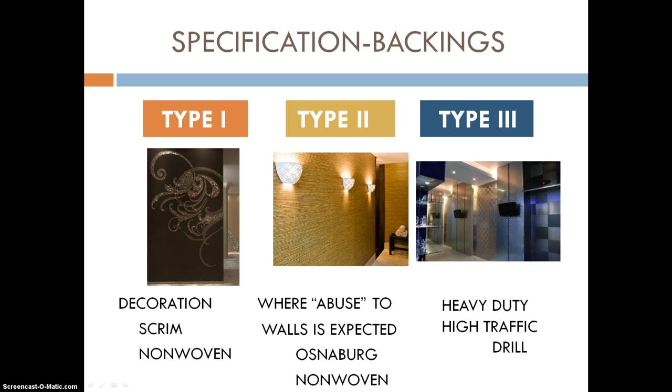The last type is type 3. This is used in heavy traffic areas such as commercial spaces, public corridors, hospitals, and food service areas. It's a heavyweight, tear resistant, polycotton wall covering construction that's suitable for use in heavy traffic areas where heavy abrasion and wear is expected.